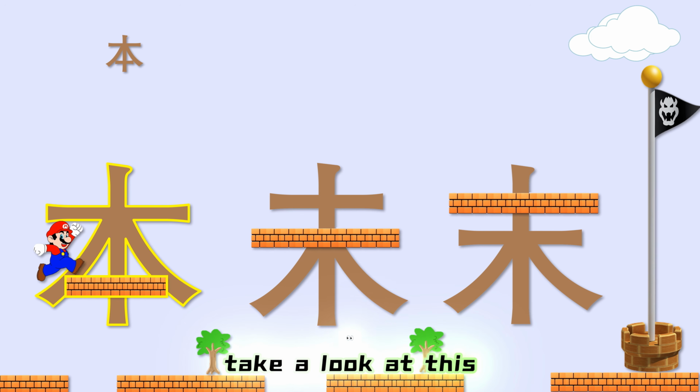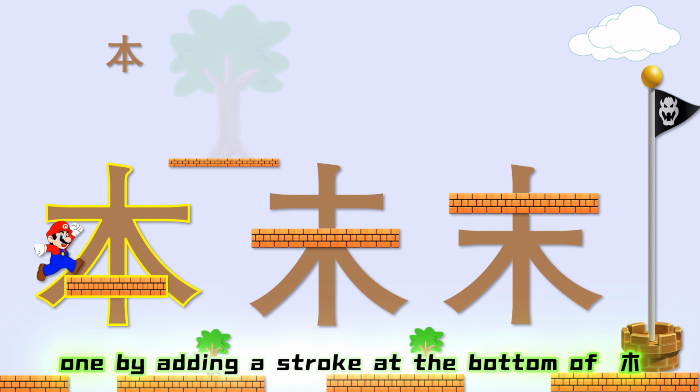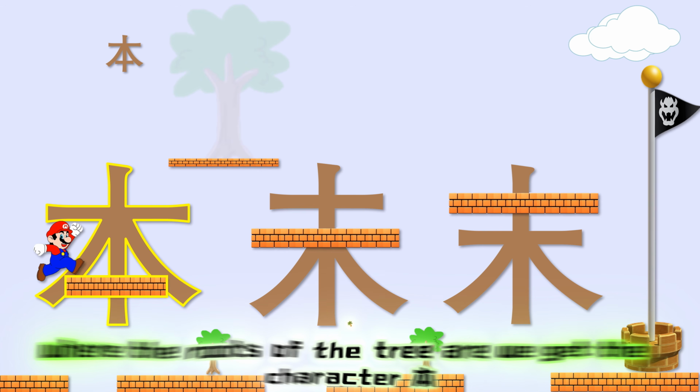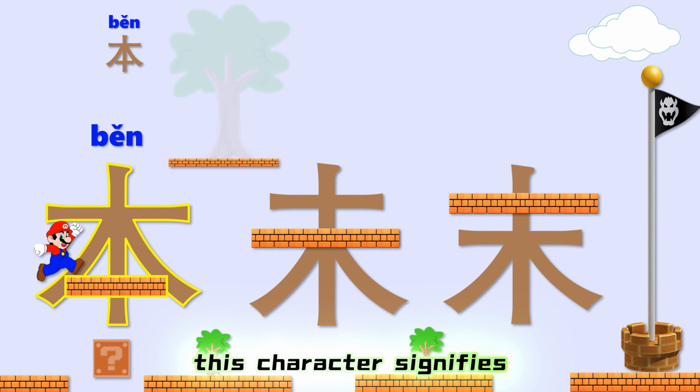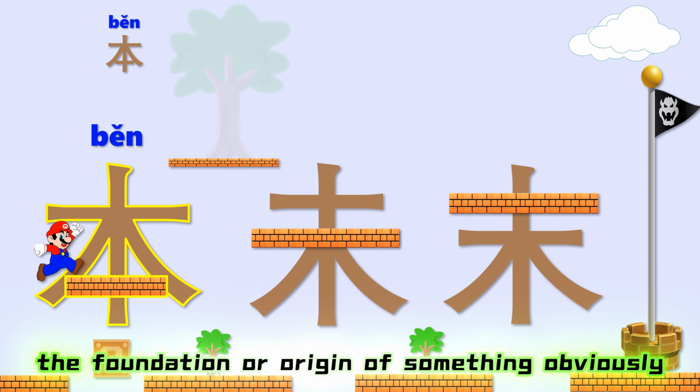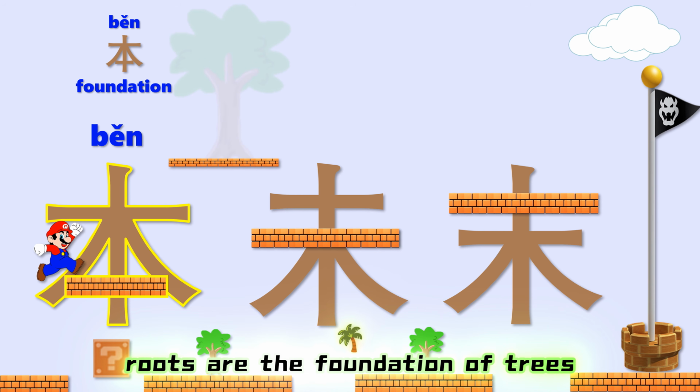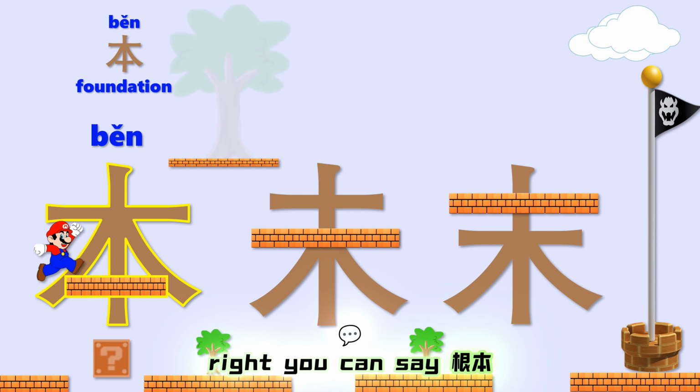Take a look at this one. By adding a stroke at the bottom of a mu, where the roots of the tree are, we get the character bēn. This character signifies the foundation or origin of something. Obviously, roots are the foundation of trees, right?